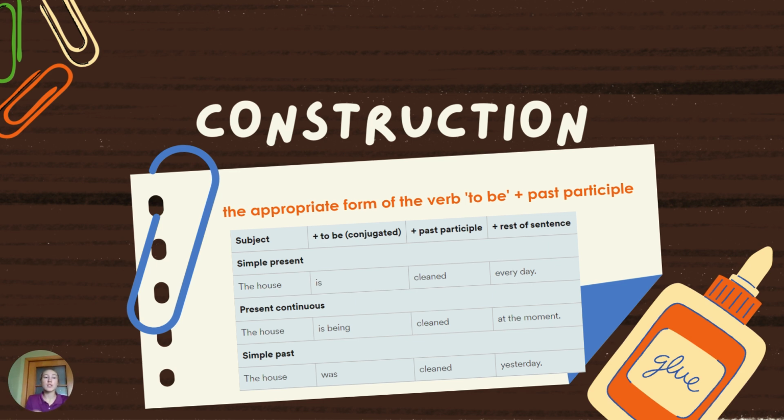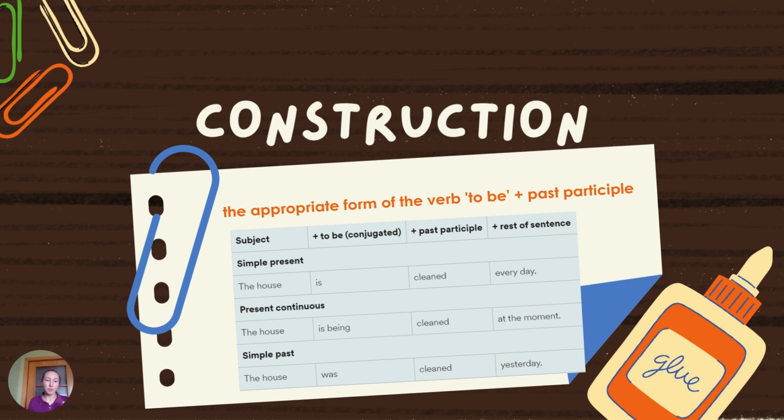Now the object needs to change into the subject. So the house is being cleaned, because we had is cleaning, the present progressive, present continuous. Now when we talk about to be, it needs to be conjugated appropriately. So this is the house. Now it needs to be is being, because this is the present progressive form, and we need to keep the present progressive form. And that's why we have the house is being cleaned at the moment.